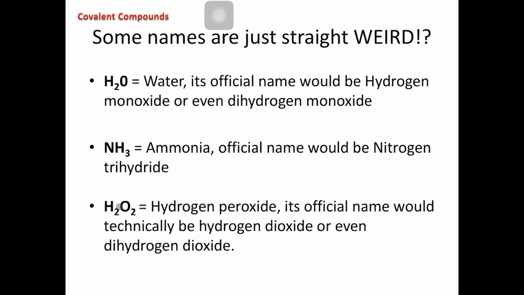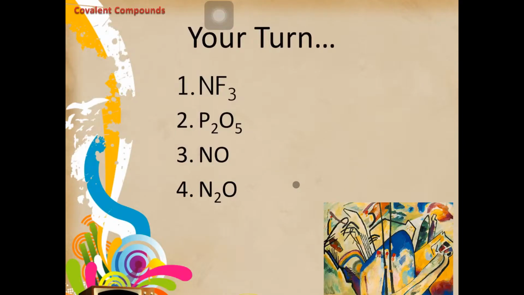Okay, here's another example, H2O2, hydrogen peroxide. This one's a little bit different, there are some other naming rules that kick in here, but its official name would also be hydrogen dioxide or even dihydrogen dioxide. So I guess a couple of things to note here. You can have what we call common names or commercial names, marketing names, and you can also have some weird things going on where there's a little bit more chemistry behind it. At the end of the day, though, all three of these examples have their official name and also their common name as well. All right, your turn. Pause the video, have a go at these ones.